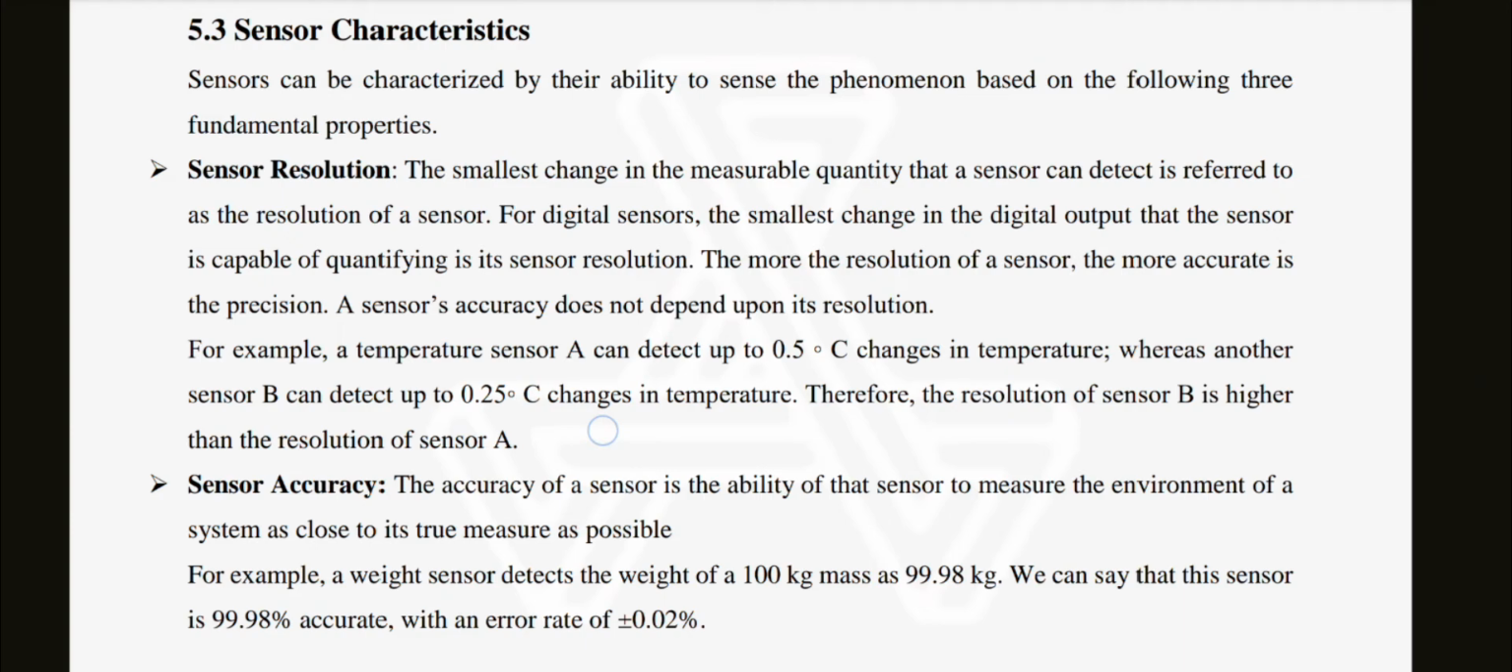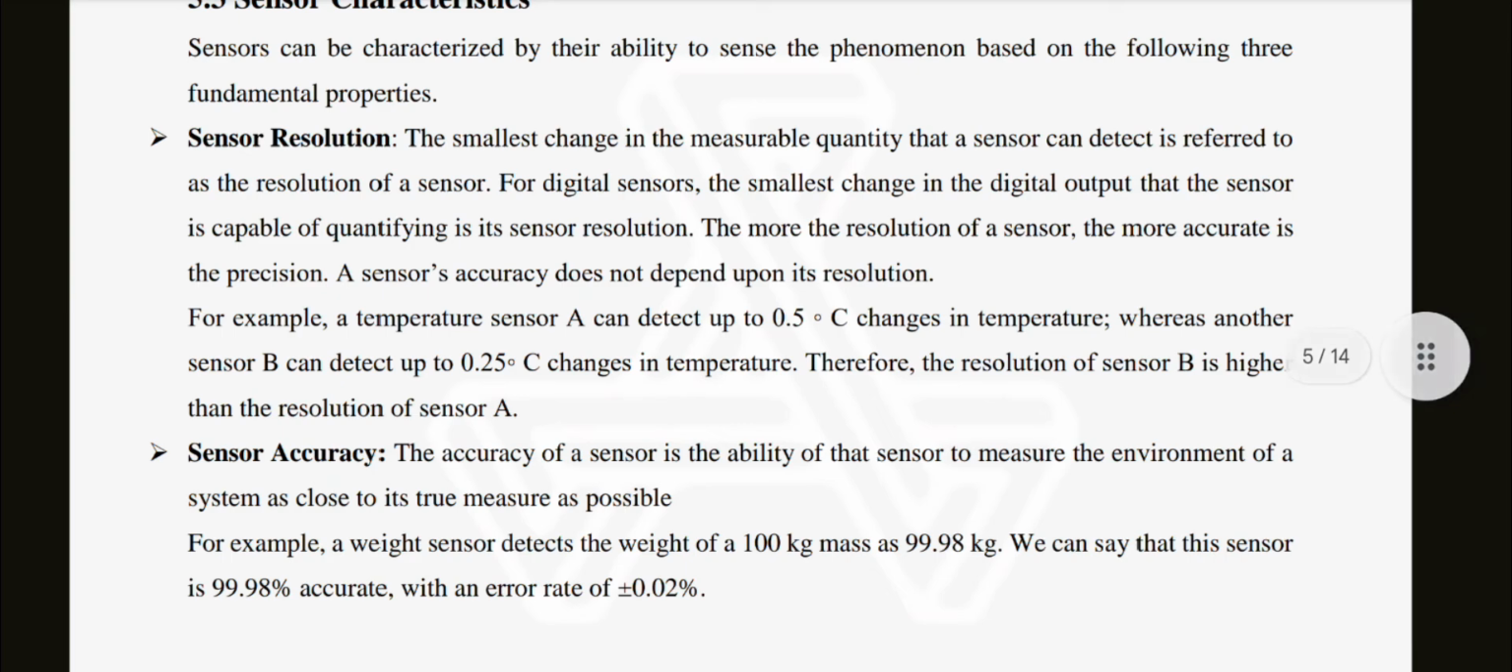For example, a temperature sensor A can detect up to 0.5 degree Celsius changes in temperature, whereas another sensor B can detect up to 0.25 degrees Celsius changes in the temperature. Therefore, the resolution of sensor B is higher than the resolution of A.